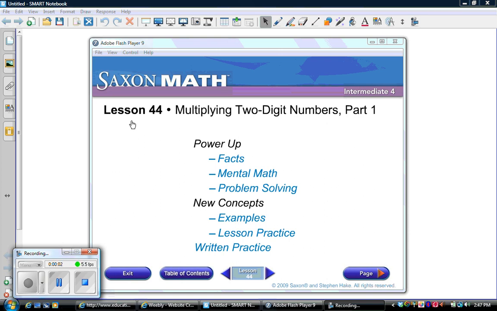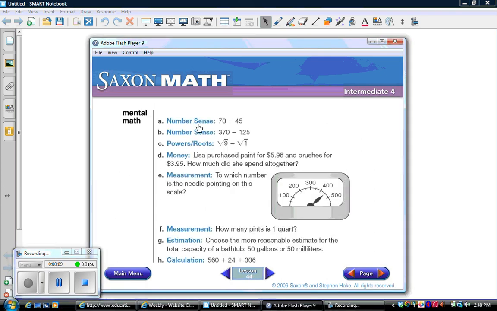Okay, Saxon Format class, it's time for lesson 44, multiplying two-digit numbers, part 1. So let's warm up with some mental math.